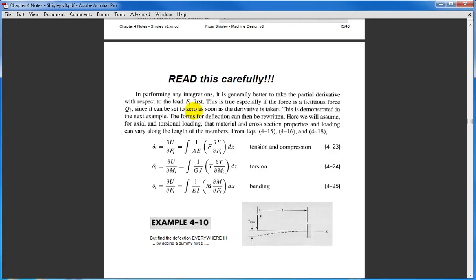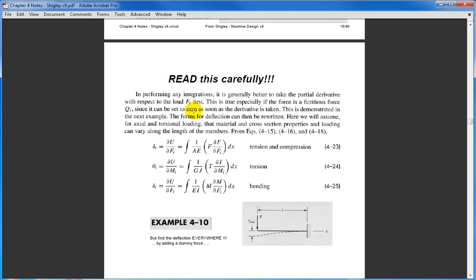One of the things we can do to save a lot of time is strategically set Q equal to 0 as early as possible. Now, the basic jobs that we're going to have to do is write moment of x equations or torsion of x equations in terms of all the loads, possibly including dummy loads, and then we're going to have to put those into energy equations, and then from the energy equations we can calculate deflections, and at that point we could set Q equal to 0 if we have dummy loads.